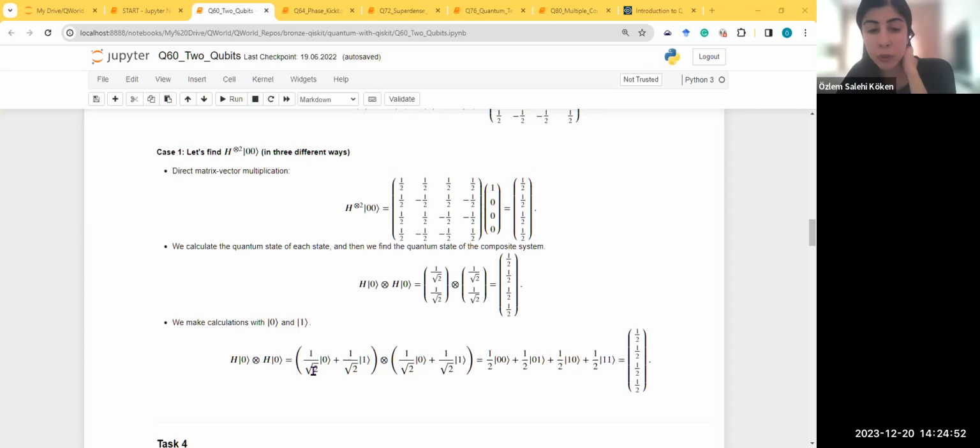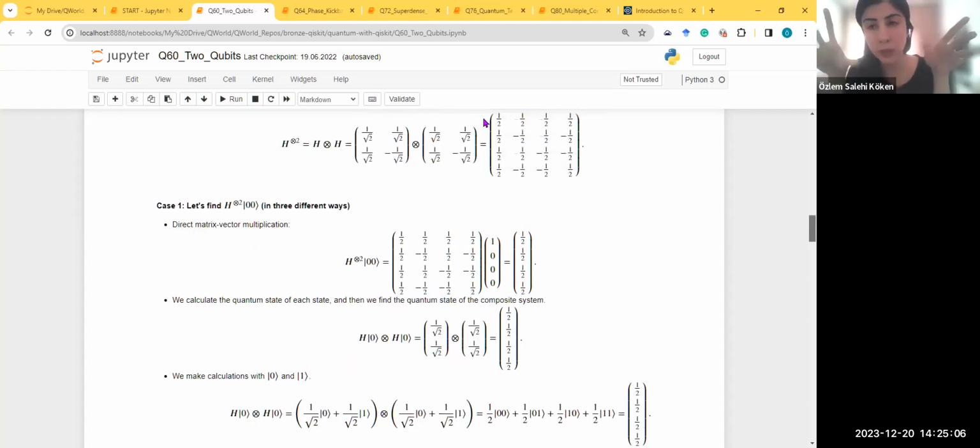And we have 1 over square root 2 times 1 over square root 2, so 1 over 2, 0, 0, plus 1 over 2, 0, 1, and so on. And again, I have the same output. So those are different ways you can see this, why this is correct.